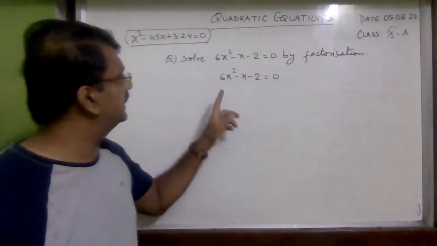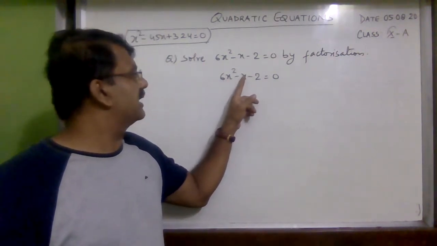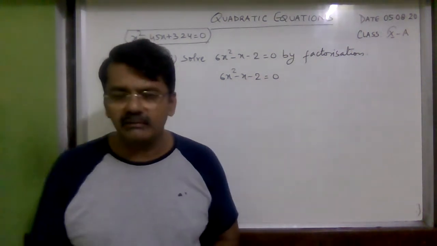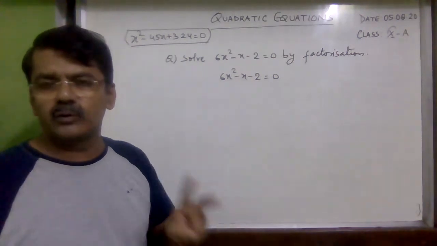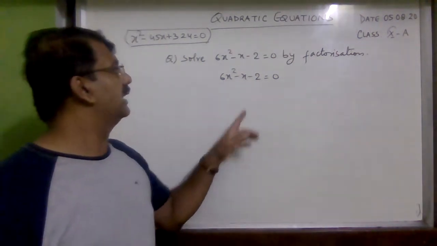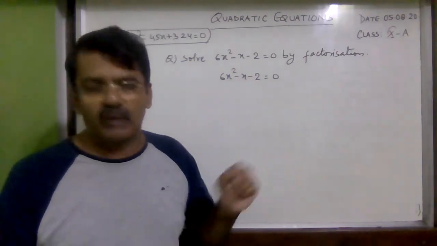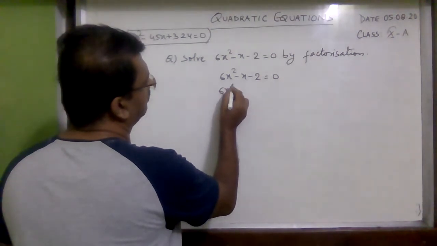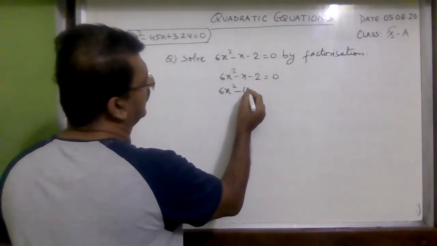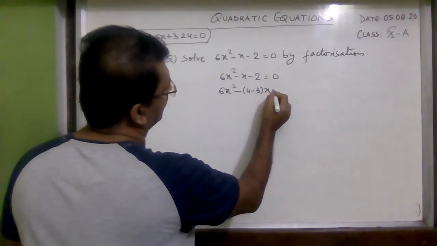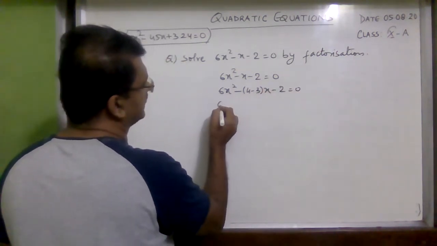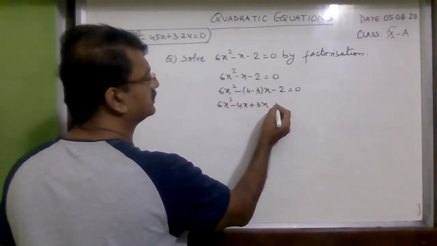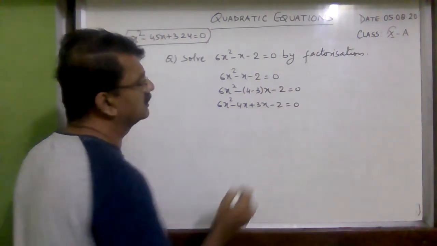I repeat, here the coefficient of x square is 6, coefficient of x is 1 and the constant term is 2. First of all, you multiply 6 and 2. So 6 and 2 is 12. Now as there is a negative sign here, you have to look for two numbers whose product is 12 and whose difference is equal to the coefficient of x, that is 1. So the numbers are 4 and 3. So you write down 6x square minus, instead of 1 you write down 4 minus 3 into x minus 2 is equal to 0. So 6x square minus 4x plus 3x minus 2 is equal to 0.